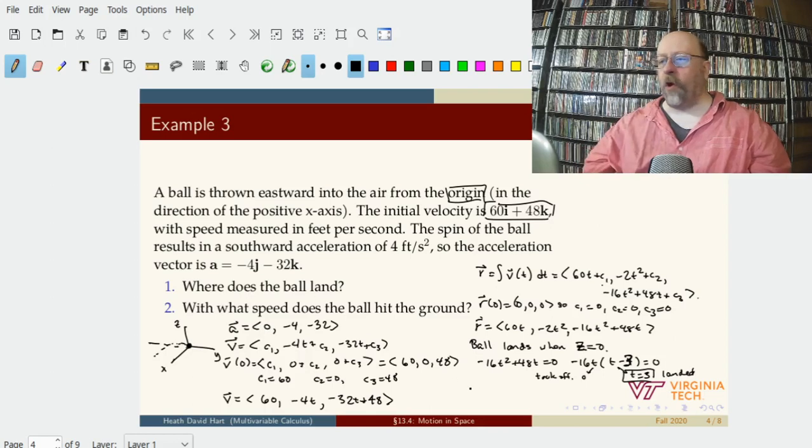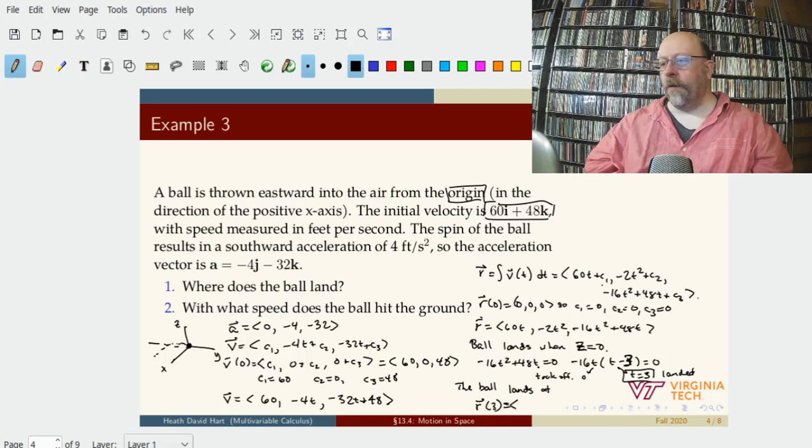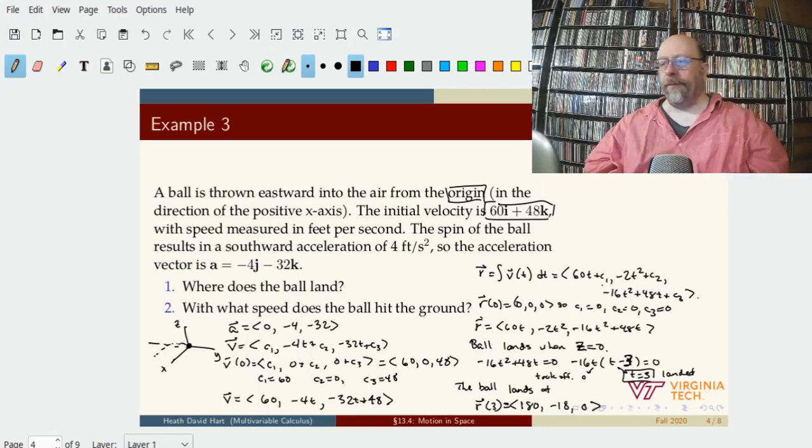So the question is, where does the ball land? The ball lands at r of 3, which is the point 60 times 3, which is 180. Negative 2 times 3 squared is negative 18. Negative 16 times 3 squared plus 48 times 3 is 0. 180 in the x direction, a little bit of drift in the negative y direction, and then landed back on the ground at 0. So that's the answer to this question.